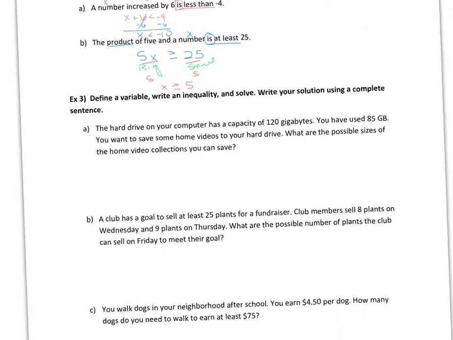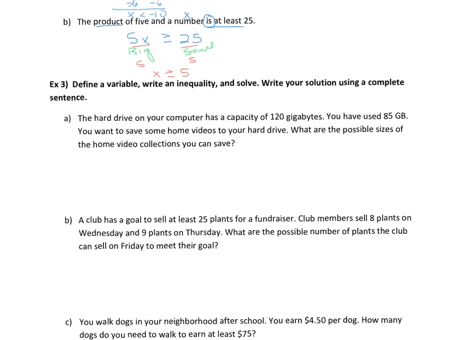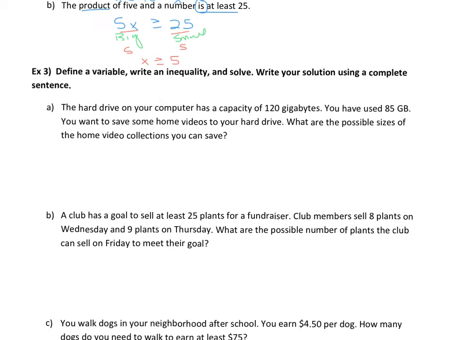All right, so then we've got define a variable, write an inequality, solve, and then a complete sentence. A hard drive on your computer has a capacity of 120 gigabytes. You have used 85 gigabytes. You want to save some home videos to your hard drive. What is the possible sizes of the home video collections you can save? First off, we're going to define our variable. So possible sizes is what we're looking at for our home videos.